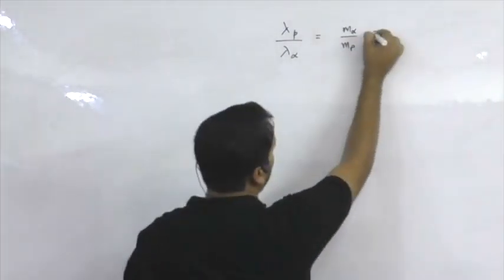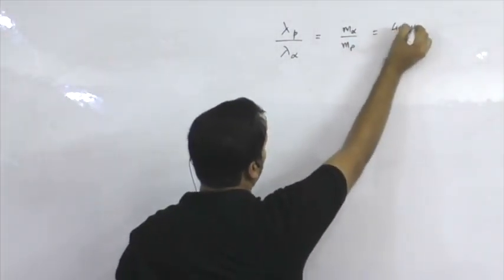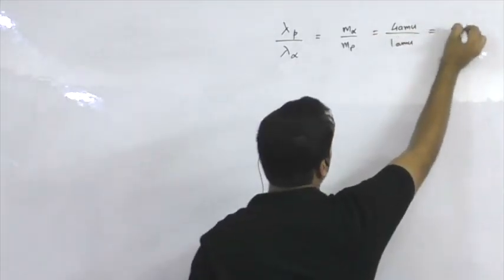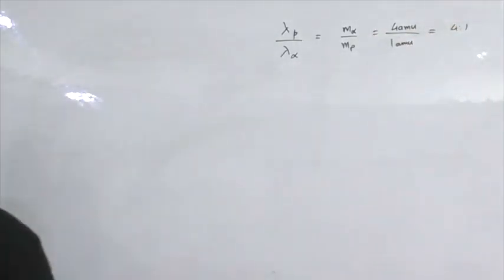How much is the mass of an alpha particle? 4 AMU. And proton is how much? 1 AMU. 4:1. I hope you know this. An alpha particle is 2 protons and 2 neutrons. So it's 4 AMU. And how much is proton? 1 AMU approximately. So the answer is 4:1.